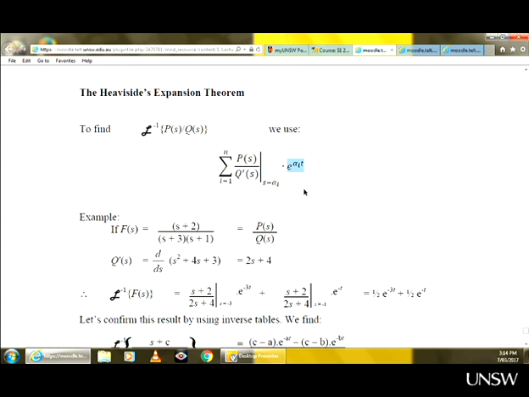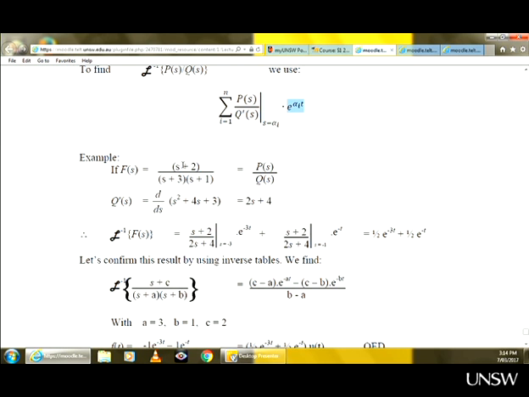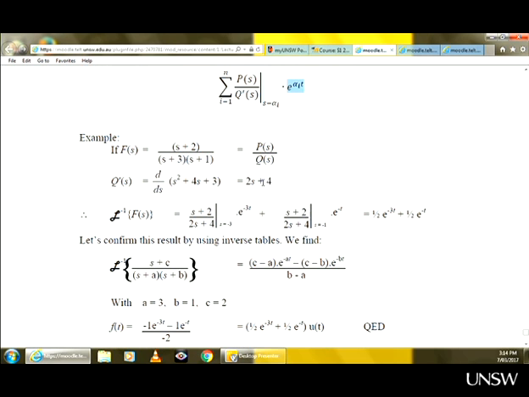A simple example: s plus 2 over s plus 3 times s plus 1, that's P(s) over Q(s). The first thing you need is Q dash. Differentiate Q with respect to s: d by ds of, you expand this, s squared plus 4s plus 3. s squared gives you 2s, 4s gives you 4, 3 gives you 0. So now you have s plus 2 over 2s plus 4. Make s equal to minus 3 and multiply by e to the minus 3t. Why minus 3? Because that is the first root.